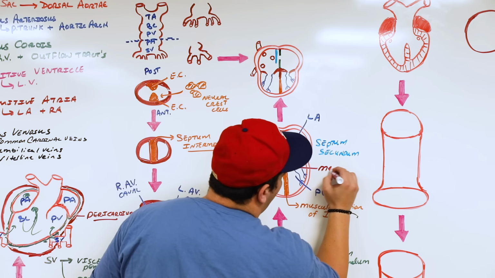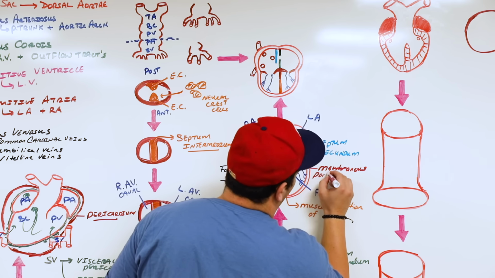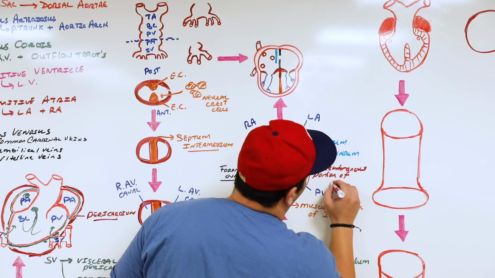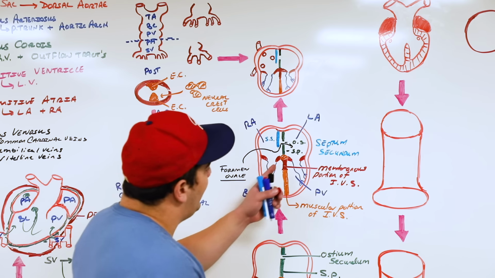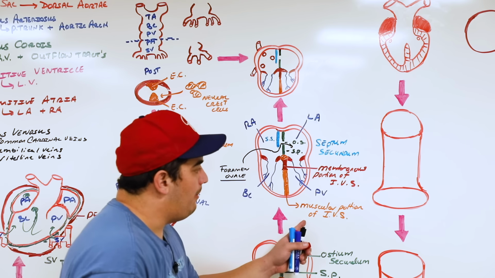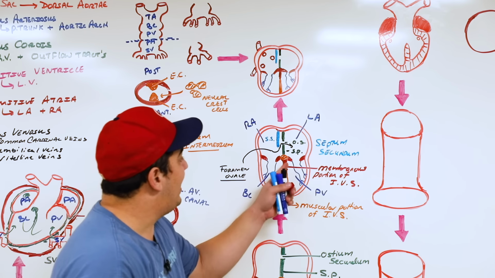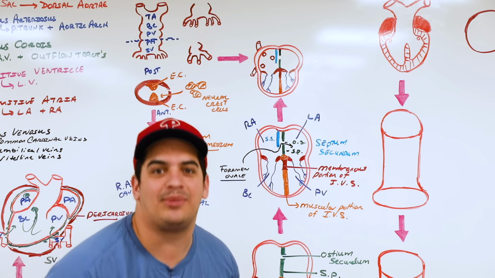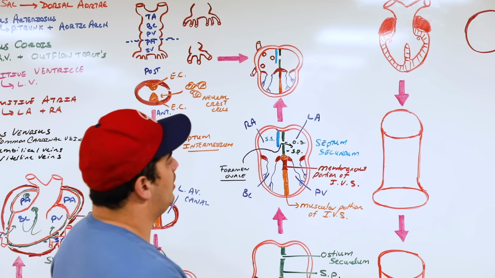This is called the membranous portion of the interventricular septum. Why is that important? Guess what? If the membranous portion of the interventricular septum doesn't come down and meet the muscular portion of the interventricular septum, guess what you develop? A little hole, a ventricular septal defect. So that's another reason why this is very important.